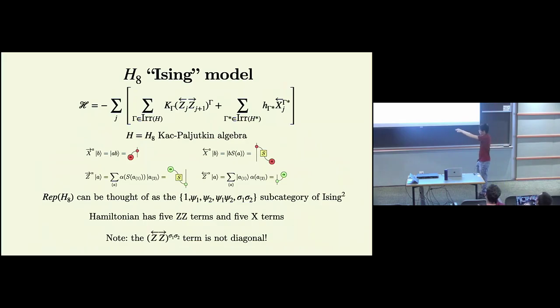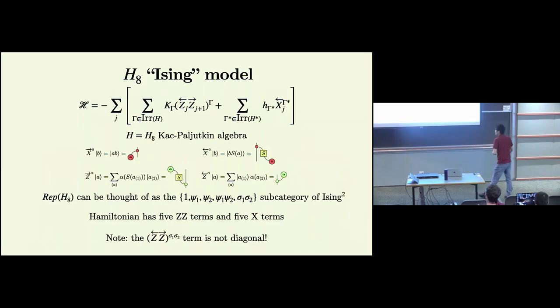But for the generalized z, you have to co-multiply, which you can do also from the left or from the right. And this is how it's defined. Now for rep H8, there are 5 simple objects, and you can think of it as a subcategory of Ising. The interesting thing is the Hamiltonian has 5 ZZ terms and 5 X terms, which you can tune, right? At the self-duality point, you have to match them to be equal, but there are still 5 parameters that you can actually tune.